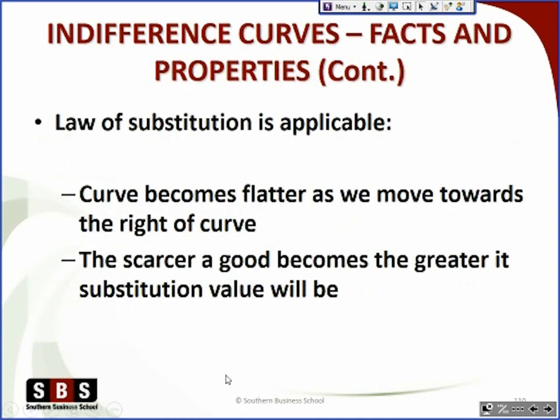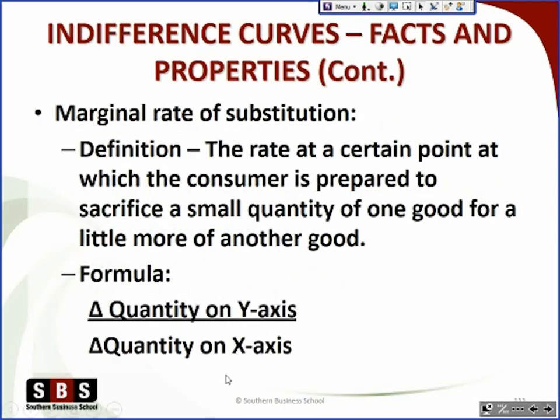We've said it. Then the law of substitution is available. Now this is easy. The curve becomes flatter as we move towards the right of the curve. So if you think of the curve, it runs like that, and then it becomes flatter. So this may be a short question. What happens to the indifference curve if we move from left to right on the curve? It becomes flatter. And the scarcer the good becomes, the greater the substitution will be between the two. That is not asked, but it explains what the theory of indifference curves means.